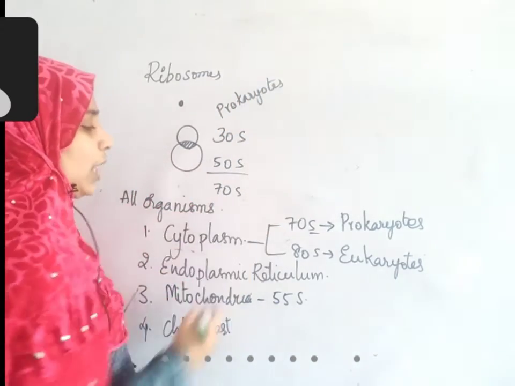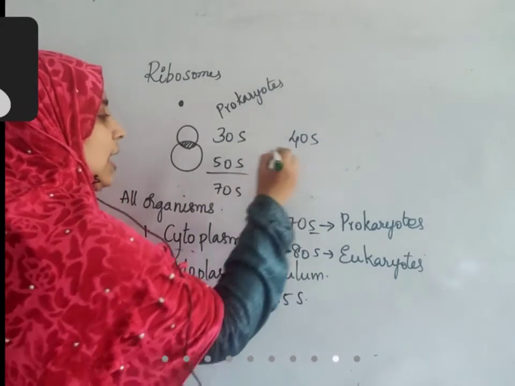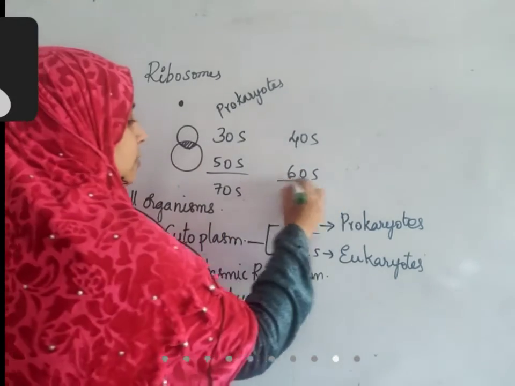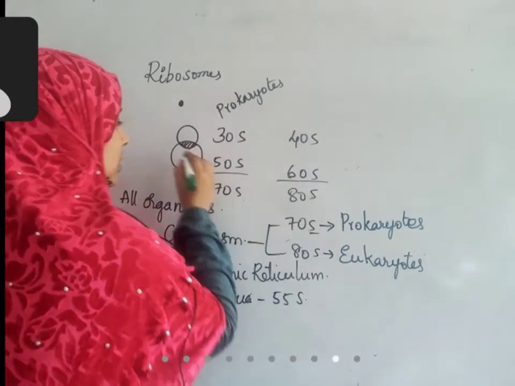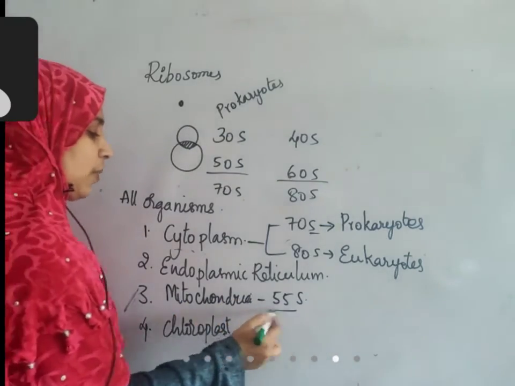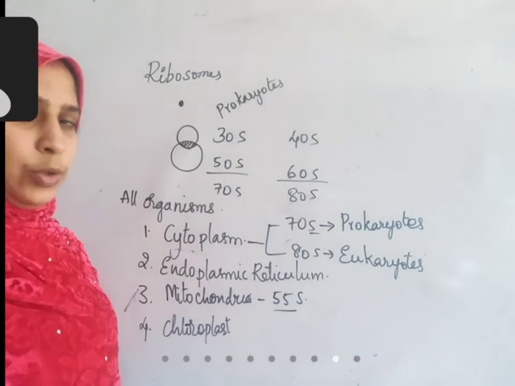But in eukaryotes, the smaller one is made up of 40 Svedberg units and the larger one is made up of 60 Svedberg units. They come together to be 80 Svedberg units because of this overlap. What are the subunits of mitochondrial ribosomes? Still it is under research. We will know in future.